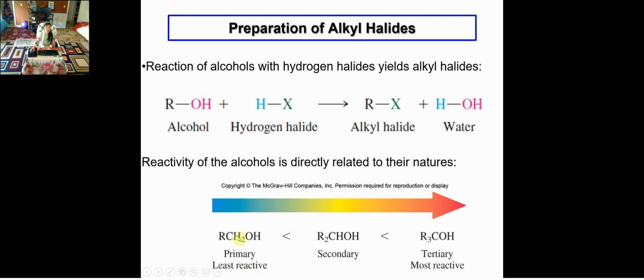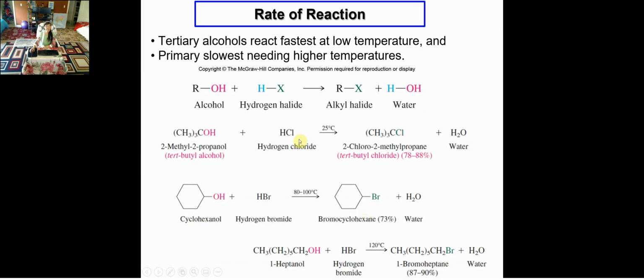Primary alcohol has a slower rate compared with the secondary alcohol. Tertiary alcohol has the most reactivity. So tertiary alcohol reacts much faster compared with the other ones at a lower temperature. On the other hand, your primary alcohol possibly needs a higher temperature. So again, alcohol and hydrogen halides react to produce the alkyl halides and water. You can have three types of different reactions: primary, secondary, and tertiary.